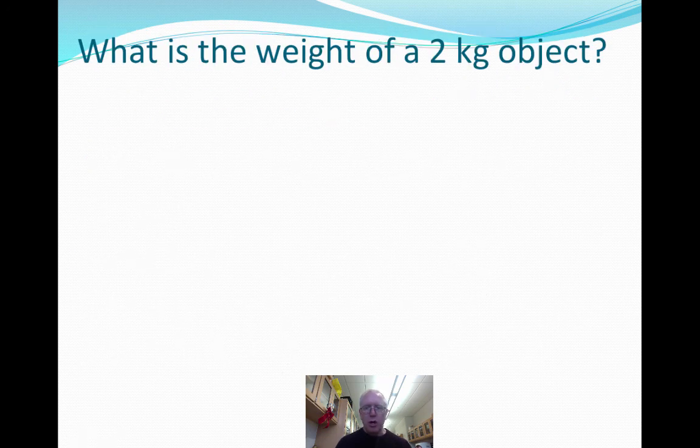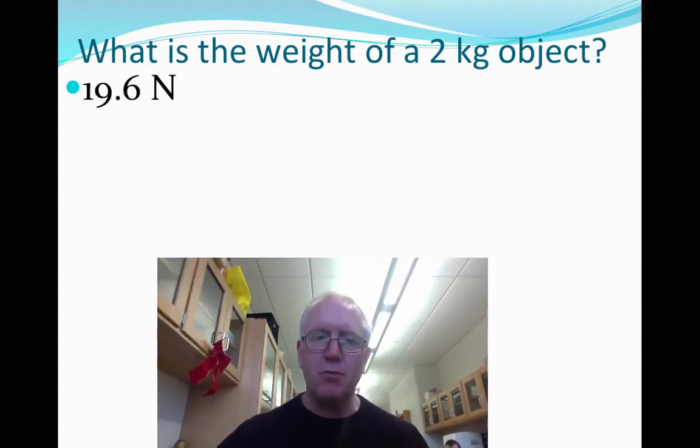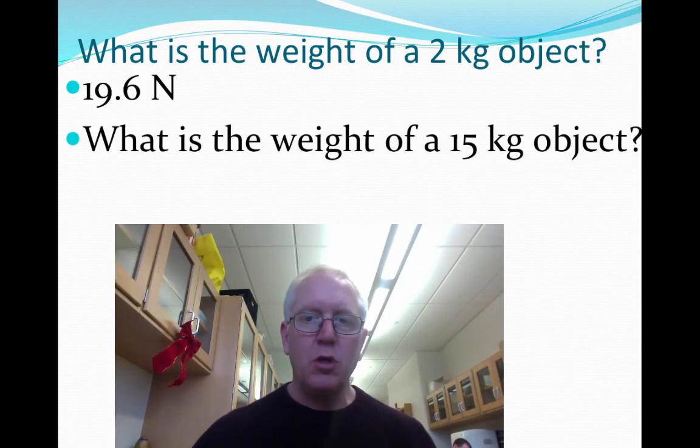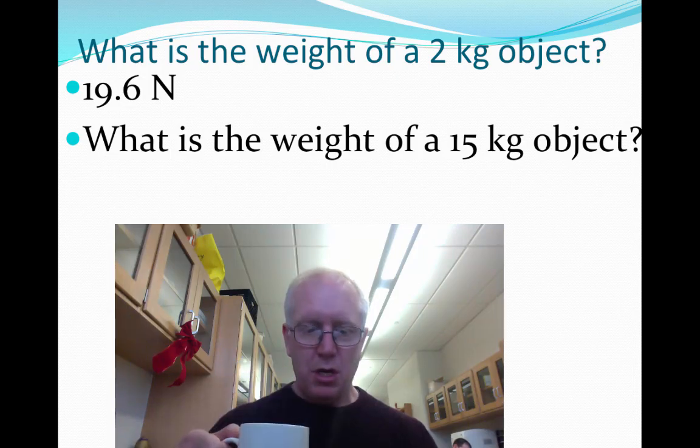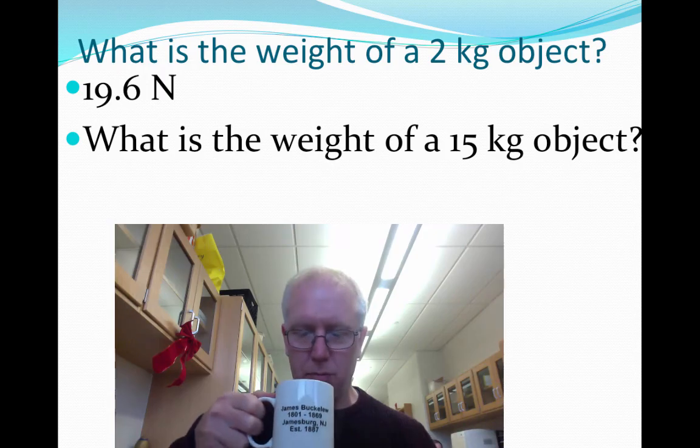Hey, give this one a try. What is the weight of a 2-kilogram object? Well, you would take that mass of 2, right? You'd identify your variables, of course, multiply it by 9.8, and 19.6 would be your answer. Let's try out a couple more here. What is the weight of a 15-kilogram object? Give that a try. I'll pause here and take a sip of coffee while you go and look at that.